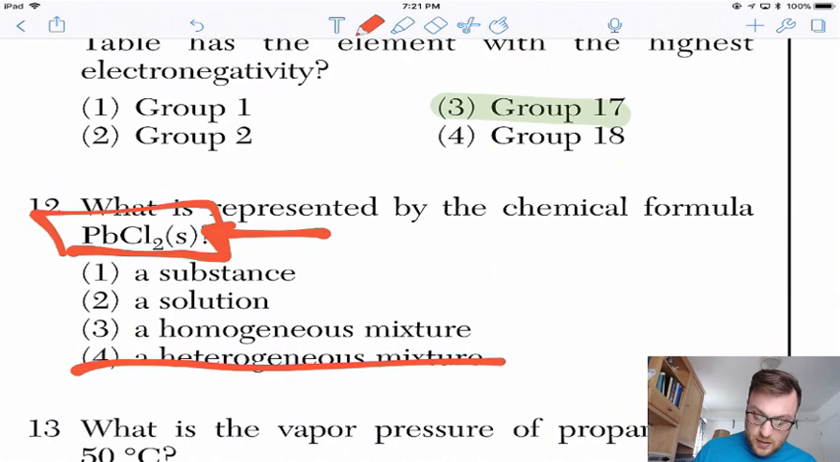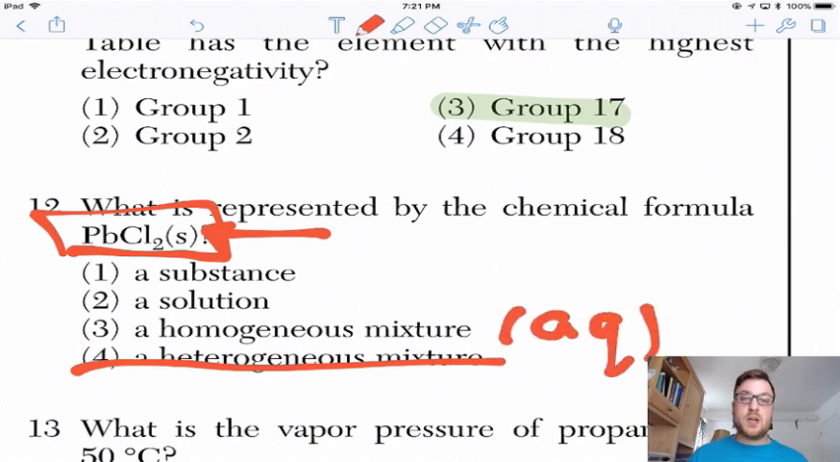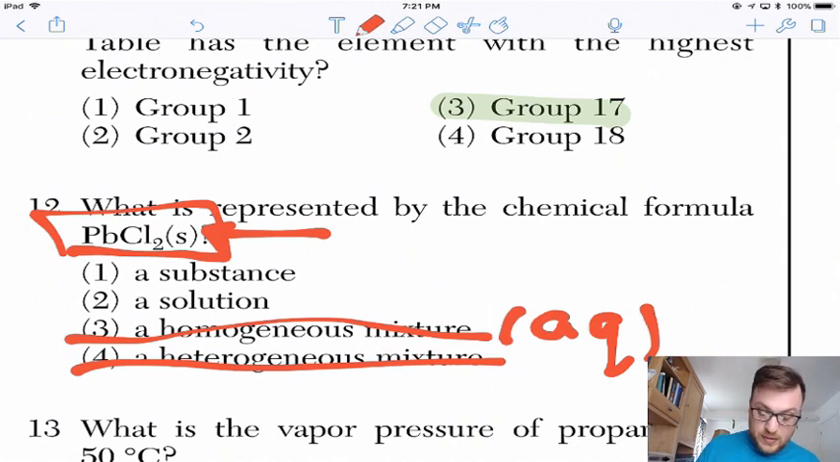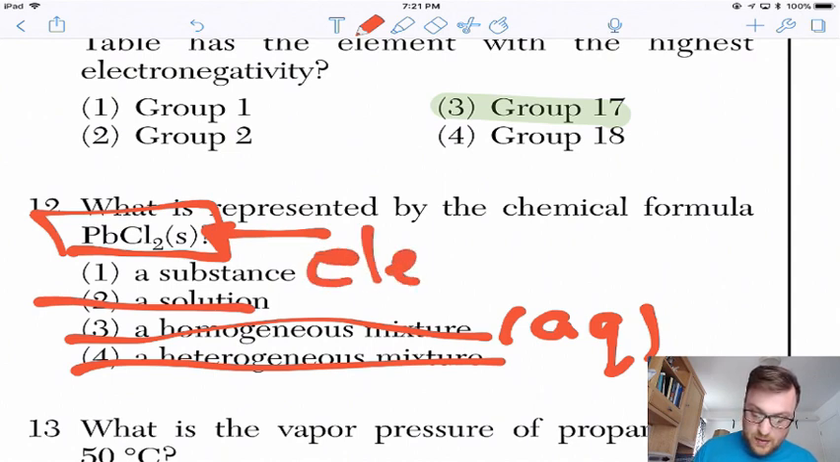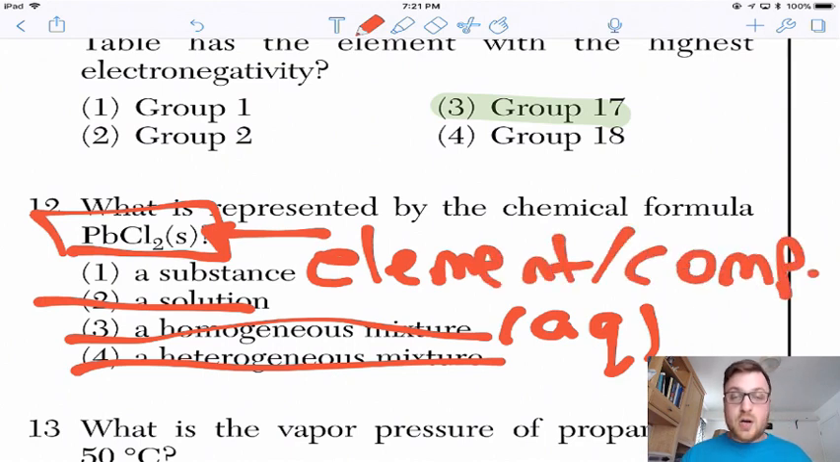A homogeneous mixture will have the symbol AQ next to it because homogeneous mixtures means that it mixes perfectly. The particles distribute uniformly throughout. As far as you can tell by looking at it, it's not a mixture because those particles have completely dissolved. All solutions are homogeneous mixtures, therefore it's not a solution. A substance, how do we define that? It's either an element or a compound. Since in number 12 we were dealing with a compound, it is a substance.